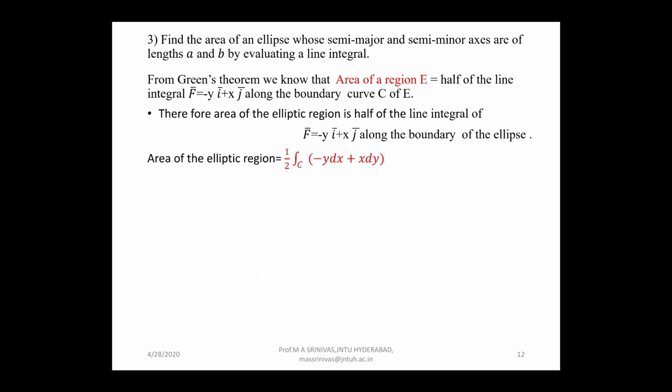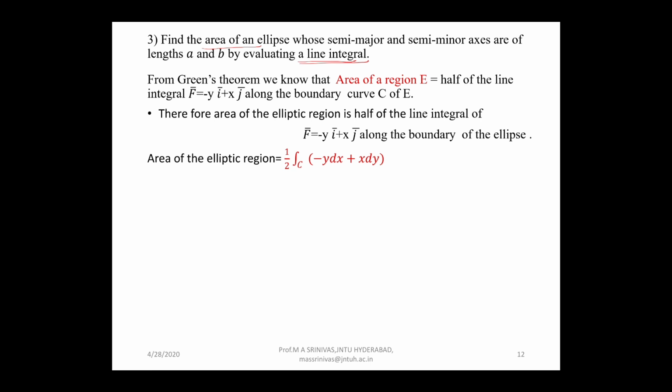Now coming to the next problem: find the area of the ellipse whose semi-major and semi-minor axes are A and B by evaluating a line integral. By finding the line integral, find the area. For finding the area, in the third unit you'll learn how to find the area of a region by the double integral dx dy. That you already learned there. Don't use that; by evaluating a line integral, find the area. That conversion this Green's theorem gives.